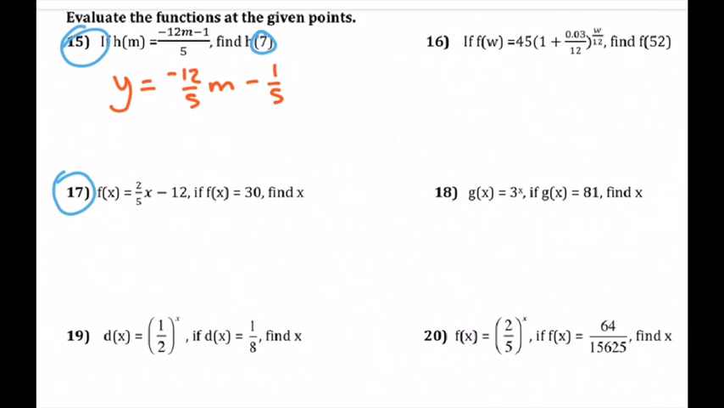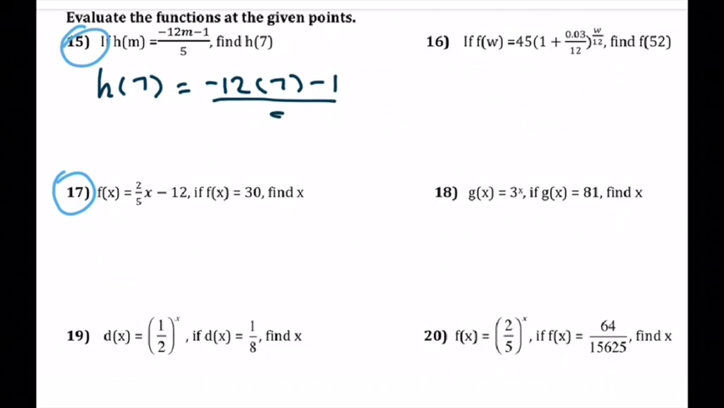You don't have to do all of that, but I'm just trying to explain what this is talking about. To do h of 7, all you need to do is plug it in. I know you guys know negative 12 times 7 without a calculator, because you had to learn that before school started. So negative 84 minus 1, divided by 5, so that's negative 85 divided by 5, and you can do that. Try to do stuff like that without a calculator. You don't really need a calculator for that question. It's negative 17, and so that's what h of 7 is.